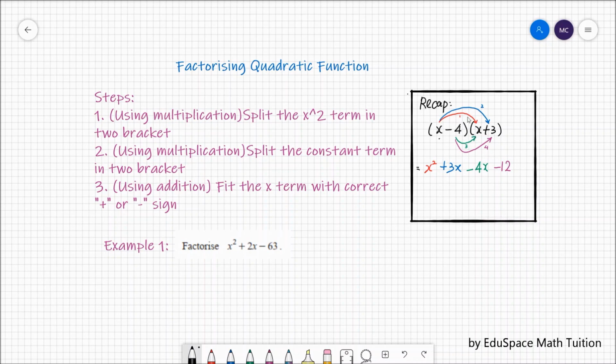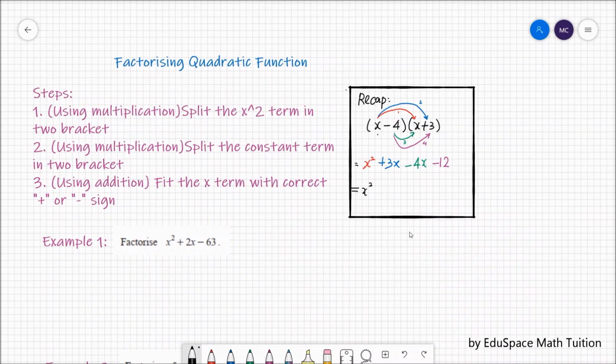If we expand one by one, we will end up getting x times x, x squared, x times positive 3 gives 3x. Negative 4 times x will give us negative 4x. Negative 4 times positive 3 will give us negative 12. So if we simplify further, we get x squared, 3x minus 4x gives us negative x, and negative 12 is still negative 12. So therefore, this is our quadratic function.